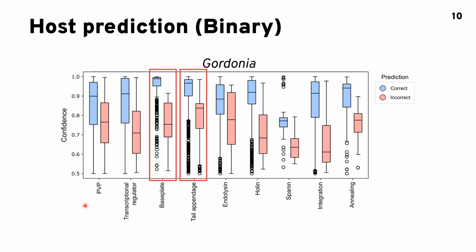The most important result here is that base plates and tail appendages are the most discriminatory and should be the focus, at least I believe, for the next models we train. We can also see that Holins, integration-related proteins, and annealing proteins are also promising. We also notice that endolysins are not as good predictors for Gordonia, which is surprising as it is a gram-positive bacterium.